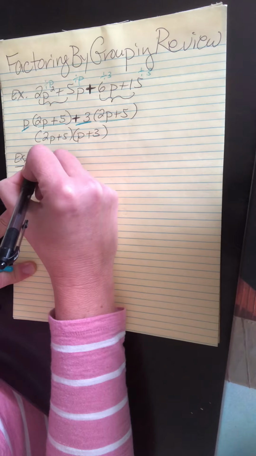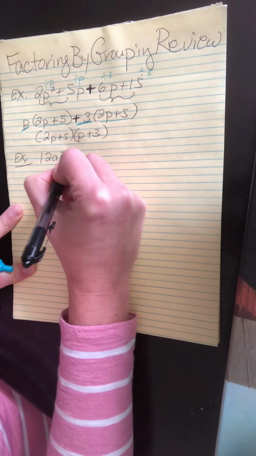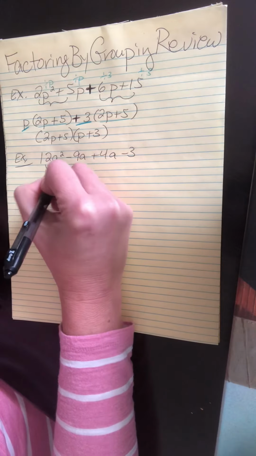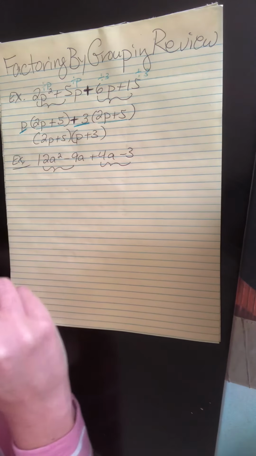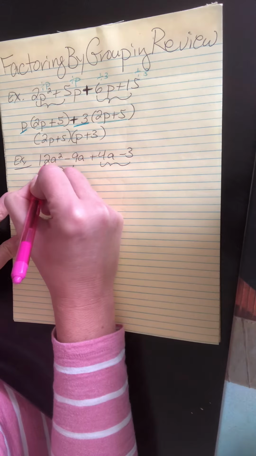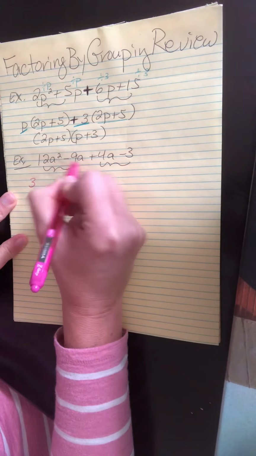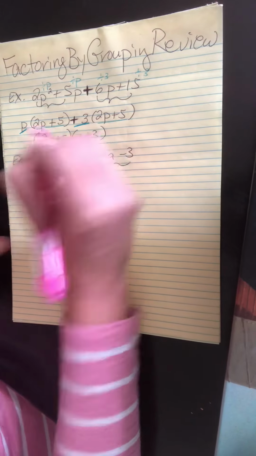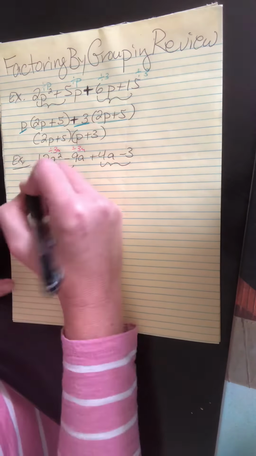Next example is 12a squared minus 9a plus 4a minus 3. So we group together the first two, we group together the last two. Out of the first two, always look at your coefficients, I can divide 3 into 12 and 9. And they both have a's, I can divide out an a. So I'm dividing out 3a. You're doing the distributive property in reverse here. 12 divided by 3 is 4. 2 a's, take one out, you've got one left, minus 9 divided by 3 is 3, and the a's are gone. And it's a plus.